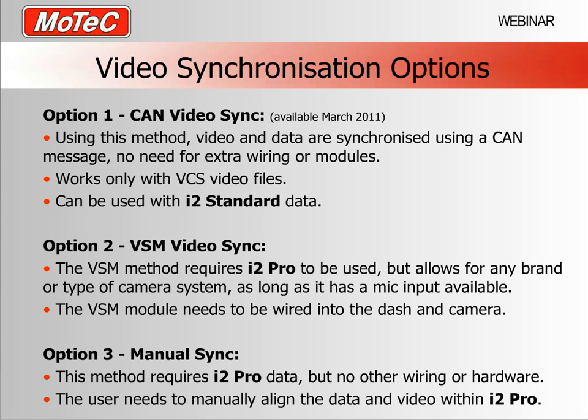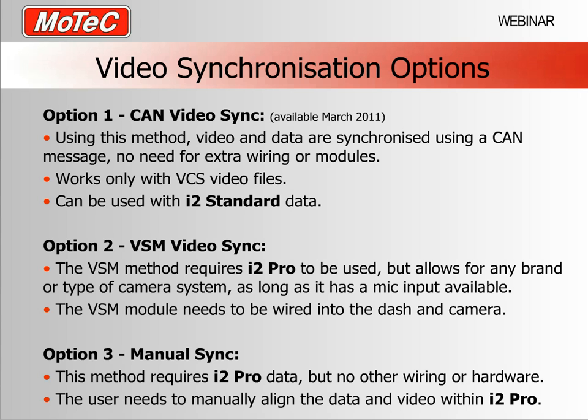So option 1 is going to be available pretty much in the next couple of weeks. It's already tested and working at the moment in the operations department here. This method is called CAN Video Sync, and using this method you can synchronize your video and data with a CAN message. So you don't need to add any extra wiring into your existing loom. The CAN wiring that's transmitting the information for your gauges is already going to be there, and so it's just going to transmit some synchronization messages alongside your data messages, and your video will just be synchronized automatically in i2.